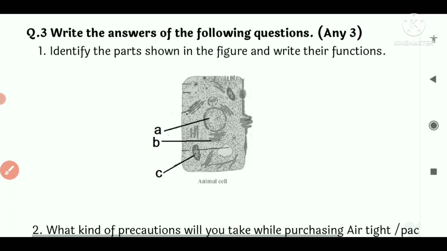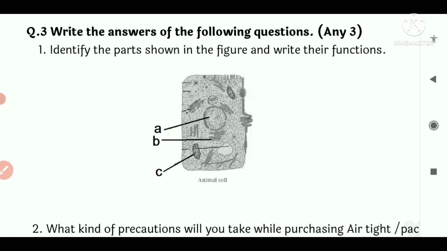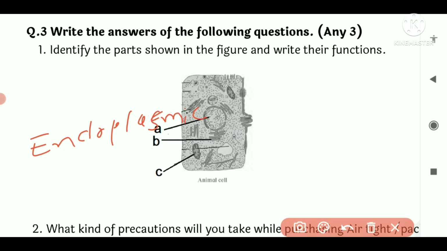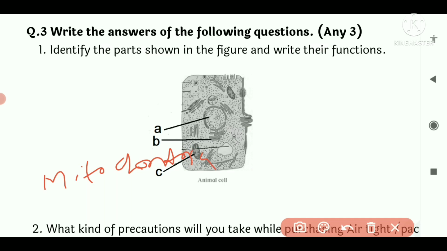Write the answer of the following question. Identify the parts shown in the figure and write their functions. A is the nucleus. B is the endoplasmic reticulum. C is mitochondria.